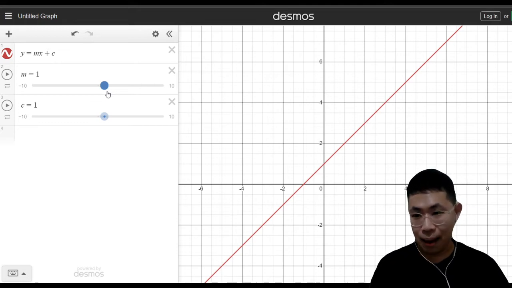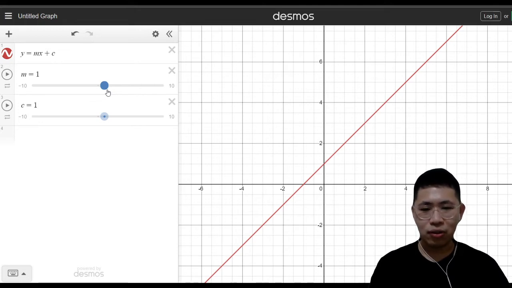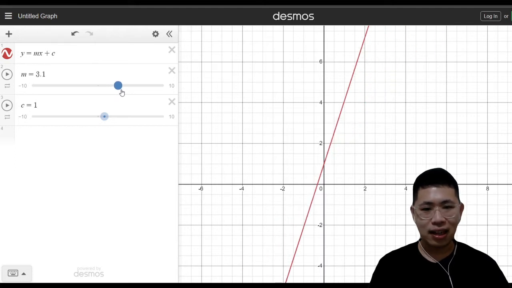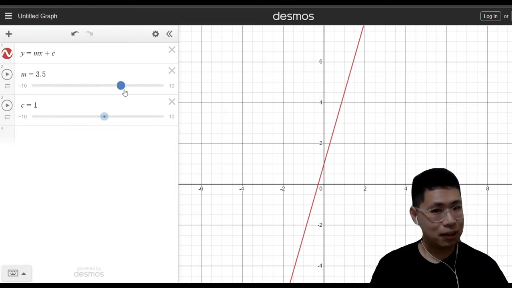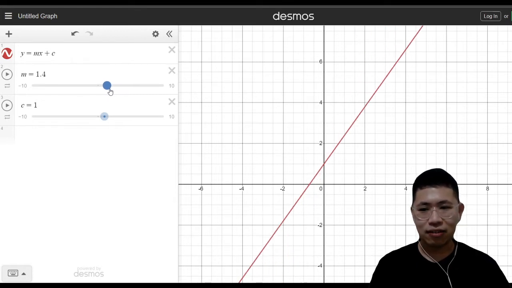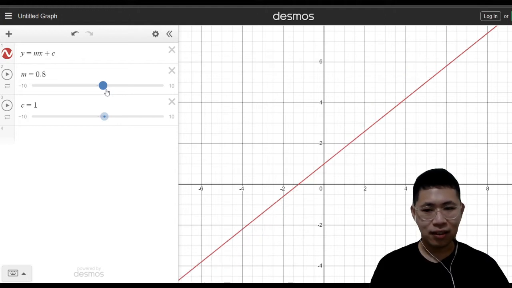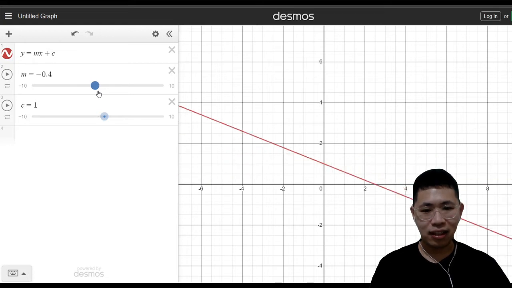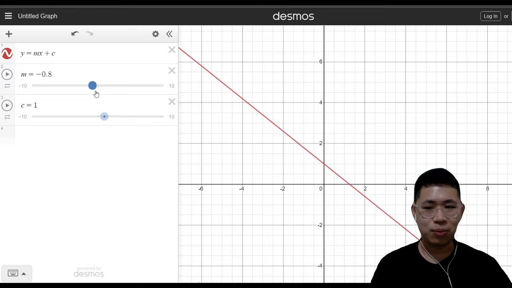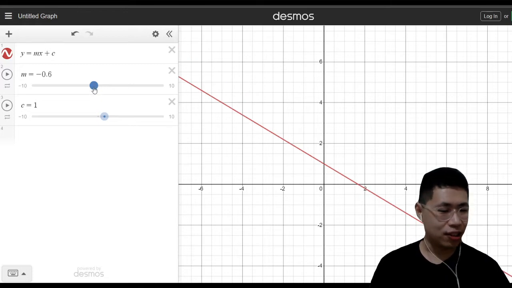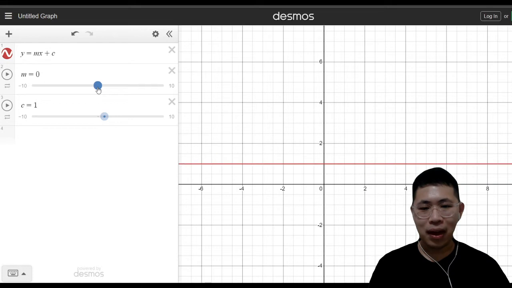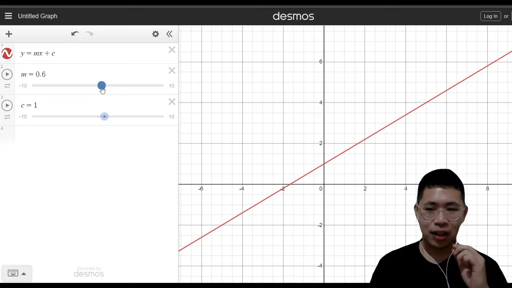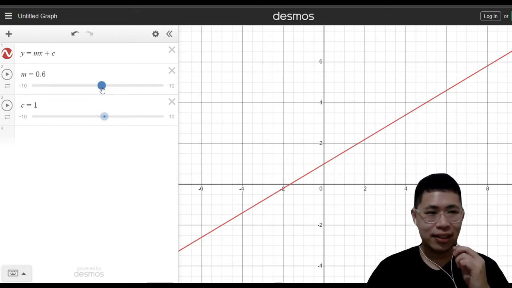The next number that we'll see is m. If I were to adjust m, you see that if m increases, the graph becomes steeper. If m decreases, the graph becomes less steep, until a certain point where it becomes a horizontal line. Further after that, it slopes in the other direction, the negative direction. So what is m? M is actually the slope or the gradient of the line. So we call m the slope or the gradient of the line.